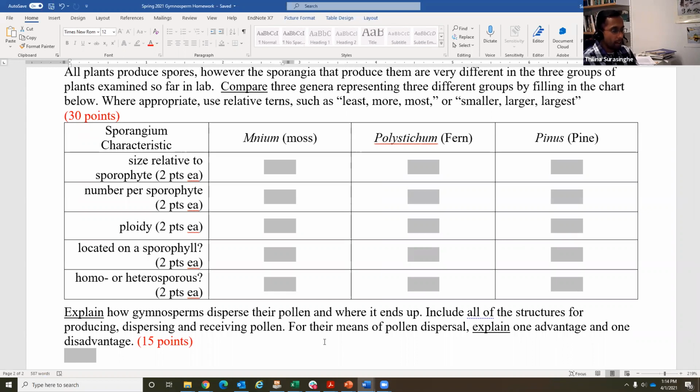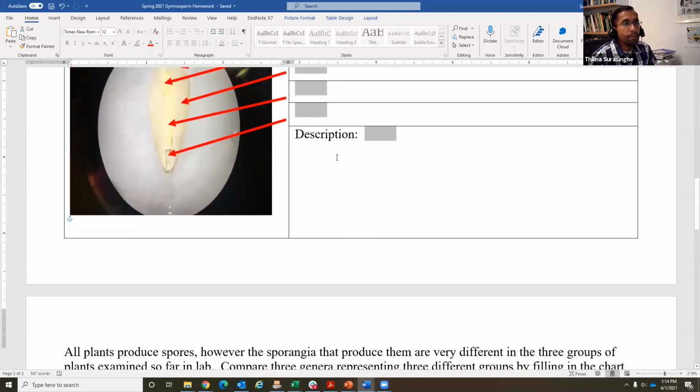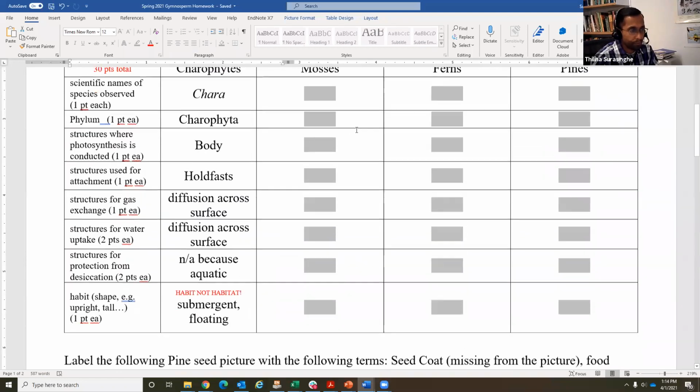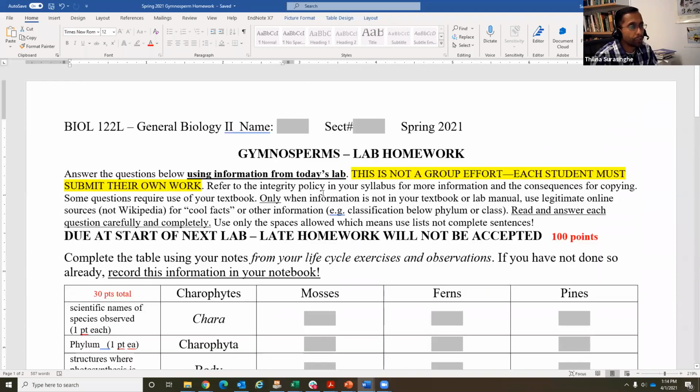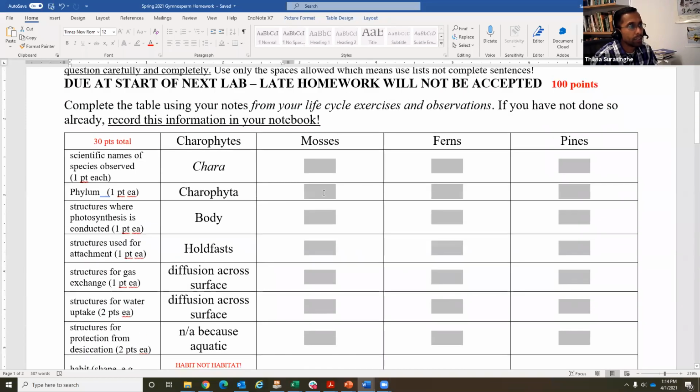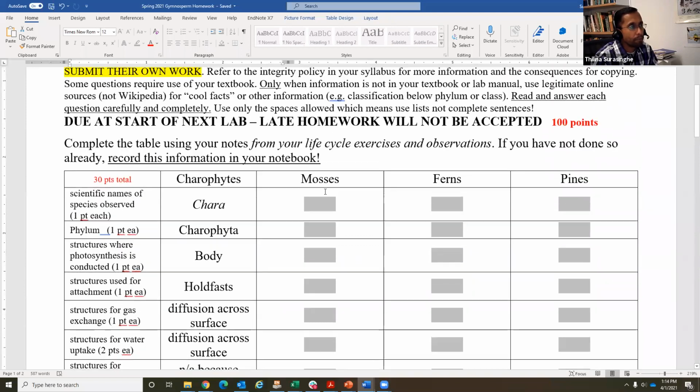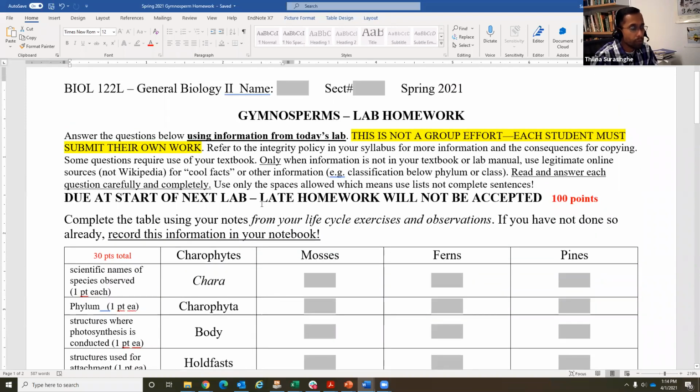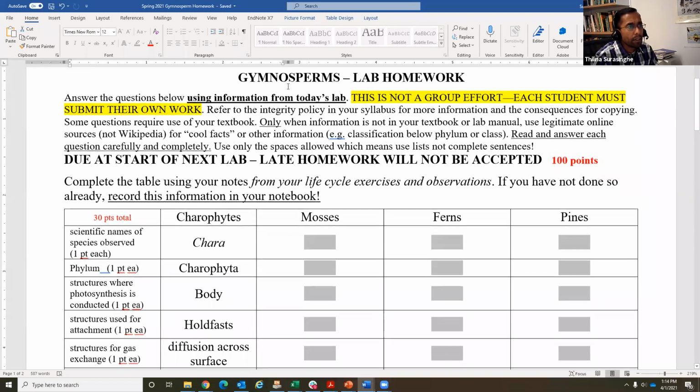Alrighty, good. Let's channel through the homework. So here what we are asking of you is to answer the questions below using information from today's lab. Of course, you are working individually. Refer to the integrity policy of your lab syllabus for more information about the consequences of copying.